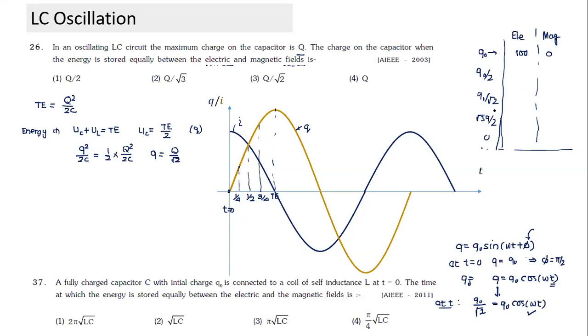I have written it the other way around. I should have written root 3 Q naught by 2 in the same order. So in this case, what will happen here? Total energy by 4, sir. This will be 75% and this will be 25%. And this will be 50-50. So this is 1:0, this is 3:1, 1:1, and this will become 25 and 75. All such questions are very easy to answer. Exactly the same thing we do in case of SHM motion also.